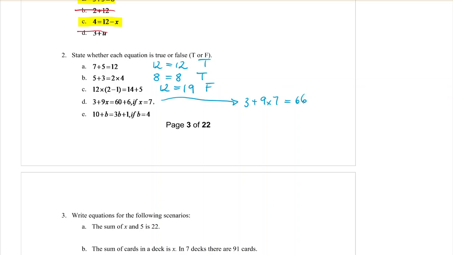Let's further simplify the left-hand side, doing times first for order of operations. 9 times 7 is 63. So you could do 3 plus 63 equals 66. And then you'd add the 3 on, which does give you 66. 66 equals 66, so that is a true equation.